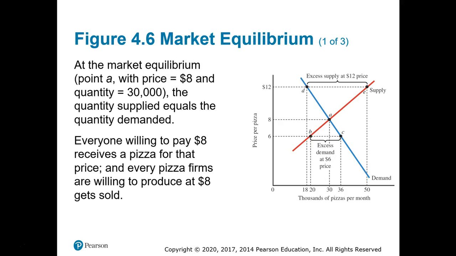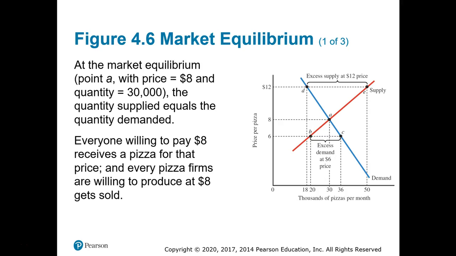I like to write it as ME. It stands for market equilibrium, but if I put ME, that's me. I'm happy, right? I know it sounds corny, but if you write ME, me, I'm happy, it may click. And at market equilibrium, point A, with the price at $8 and the quantity at 30,000, the quantity supplied equals the quantity demanded.